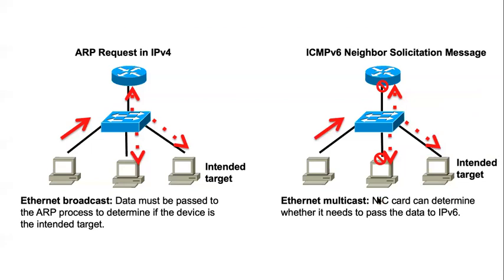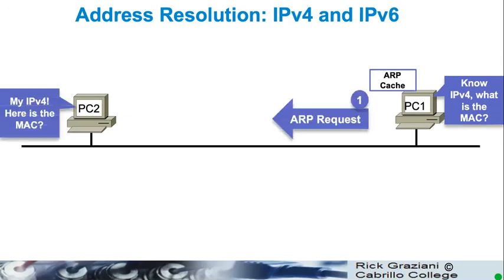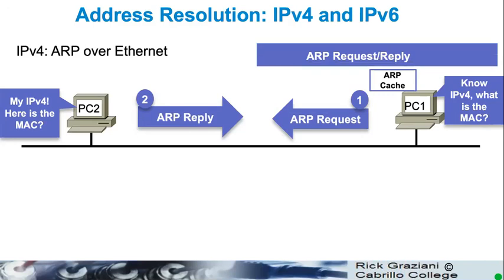Okay. So in IPv4, PC1 has a packet to send to PC2, knows its IPv4 address, not its MAC address, and checks its ARP cache. If it's not in there, it sends an ARP request. The device will send an ARP reply. As we mentioned, the ARP message is sent over Ethernet, which is a broadcast. The ARP request is a broadcast.